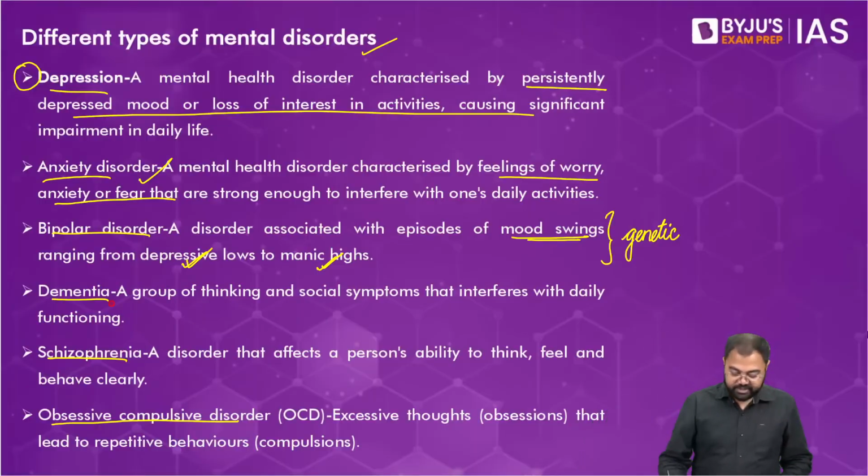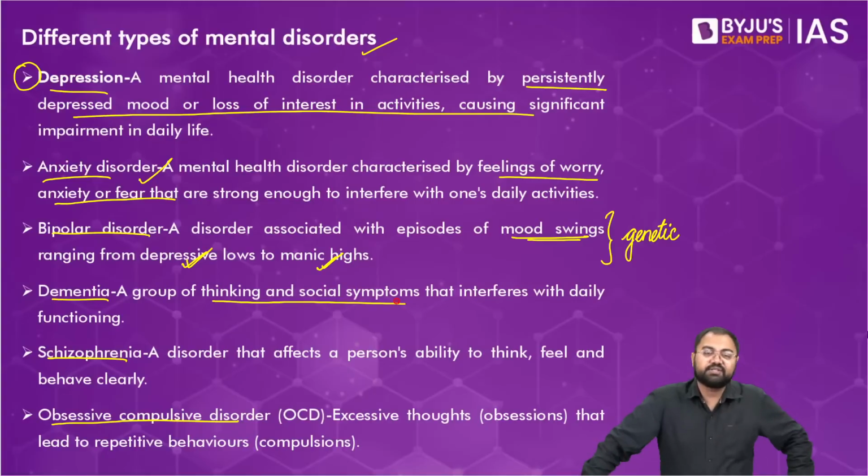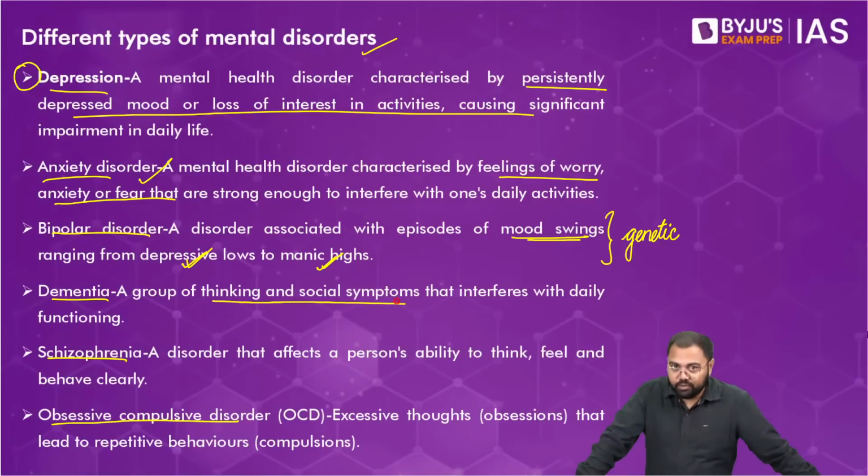Then there's dementia. Dementia is a group of thinking and social symptoms that interfere with daily functioning, where the person suffering from dementia starts forgetting the basics of their life. They'll not remember their relations, they'll not remember their daily activities, and a lot of things they can perhaps forget. It is often associated with very old age. People who are largely in their 60s, 70s, and even 80s are the ones really suffering from these kinds of diseases.